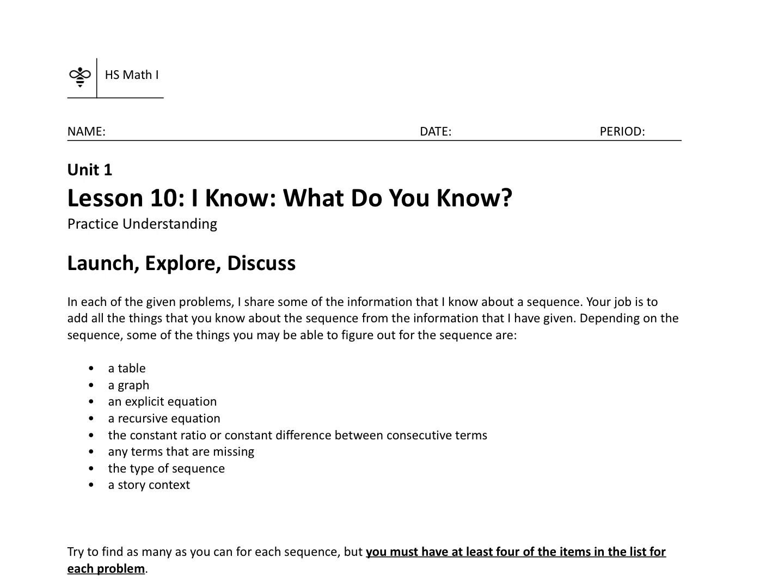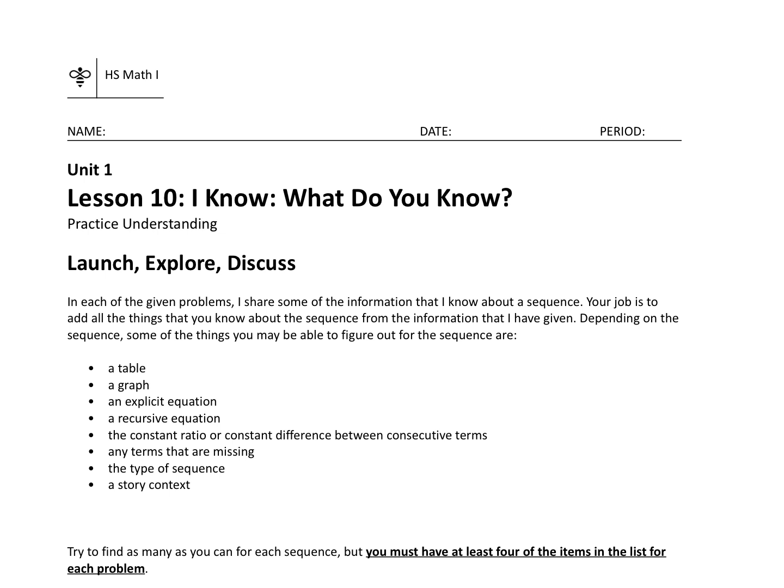I know, what do you know? In this lesson, we're doing a practice understanding, which means that I will give you some information that I know about a sequence, and your job is to add all the things that you know about the sequence from the information that I have given you.